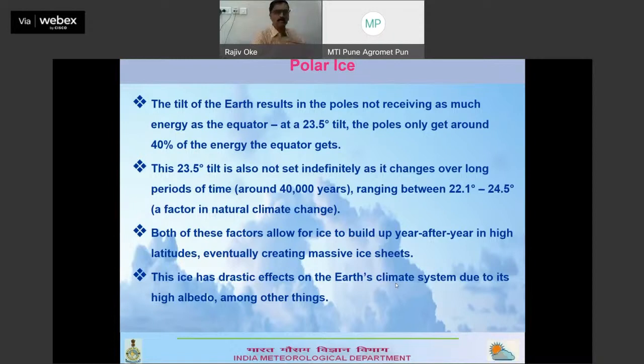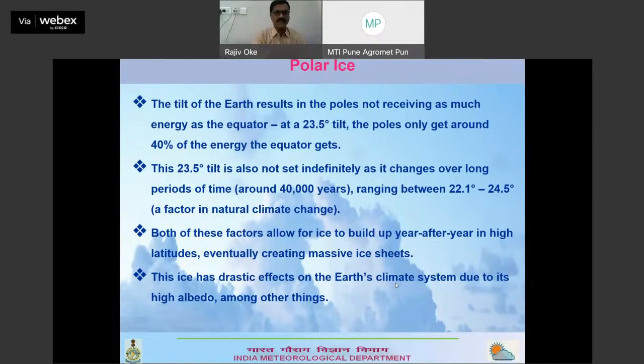On an average, in Antarctica, the surface is covered by around 3 to 4 kilometers thick sheet of ice, whereas the sea surface near Antarctica is covered with a 1.5 meter sheet of ice.